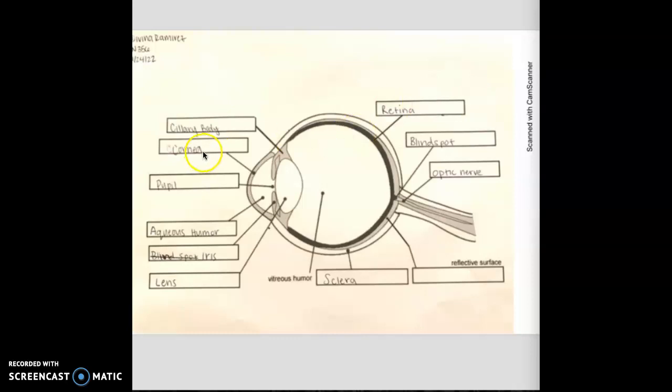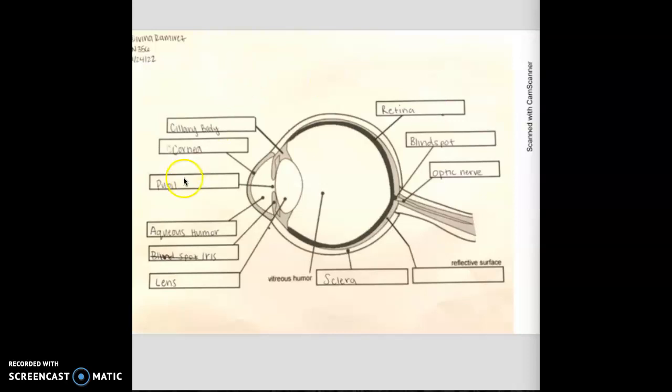Next would be the cornea, and this is the second structure that the light strikes. It is a clear, transparent front part of the eye that covers the iris, pupil, and anterior chamber and provides most of an eye's optical power. It's also smooth, round, clear, and tough, and it's like a protective window. The function of the cornea is to let light rays enter the eye and converge the light rays.